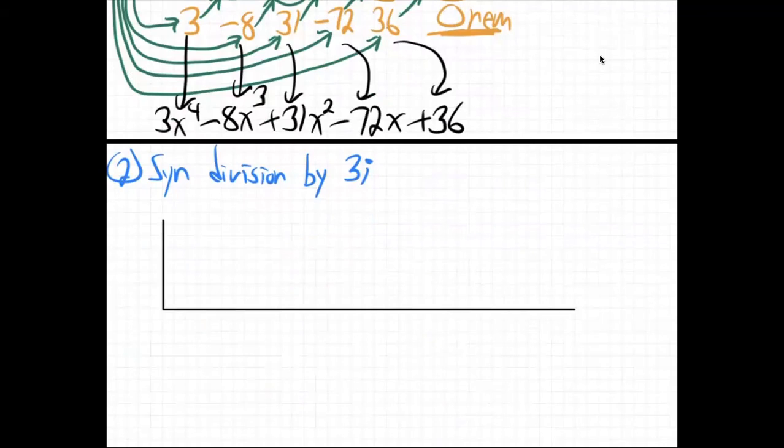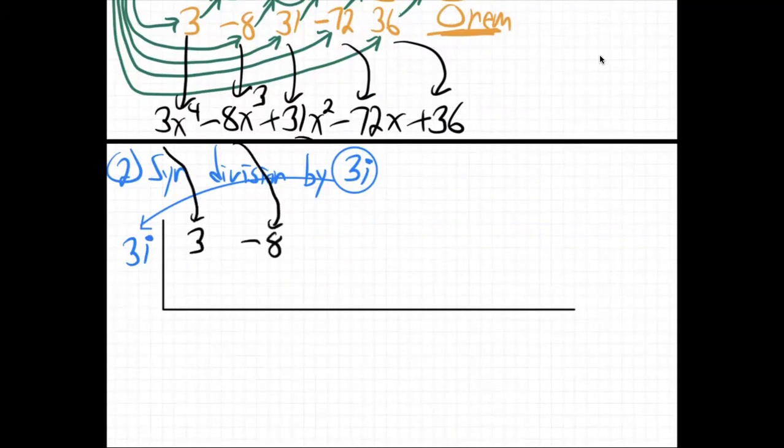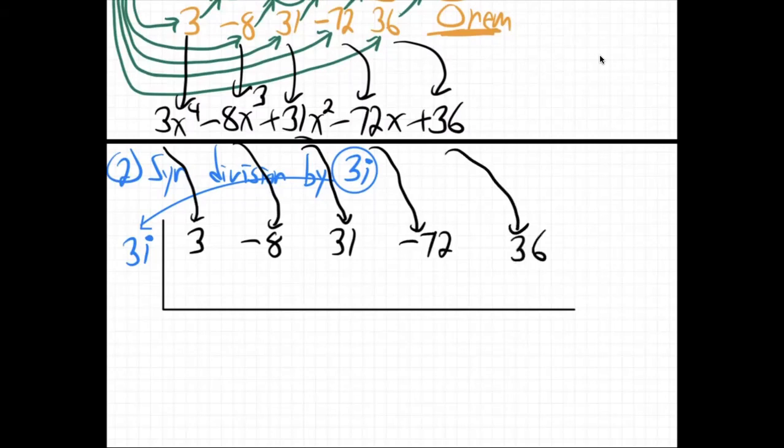So, I'm going to bring down these coefficients. Let me first actually grab the 3i right over there, 3i, and I'm going to bring down the coefficients. So right here, 3, let me give some space here, -8, 31, -72, 36. There we go. So bring down the coefficients. Now we have to be really careful. So bring down the 3.